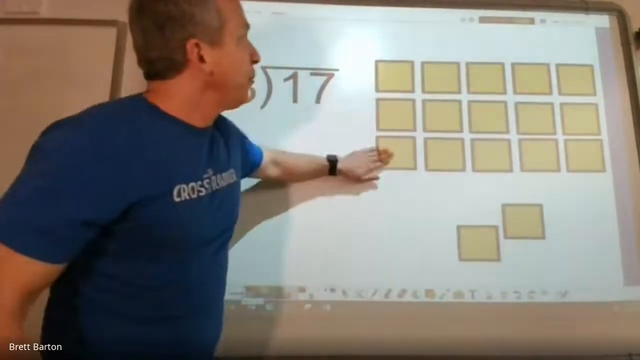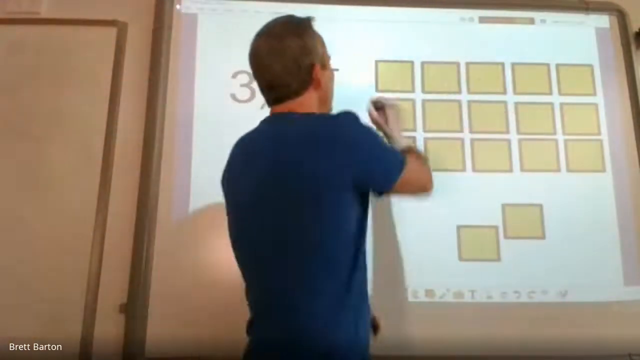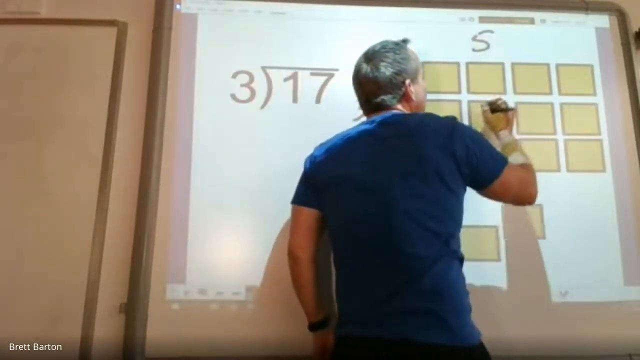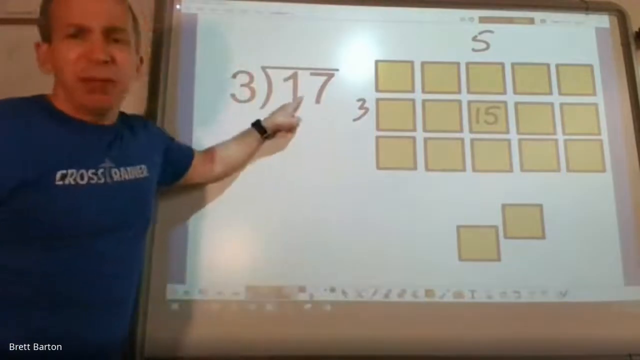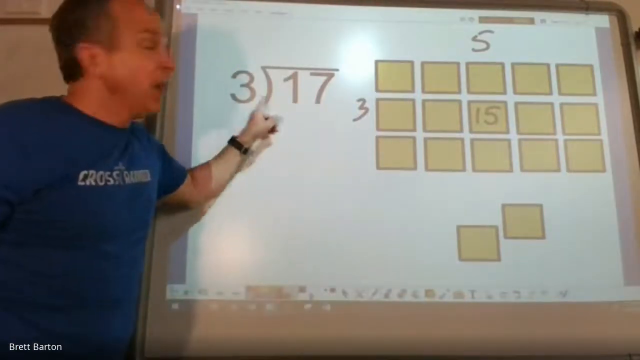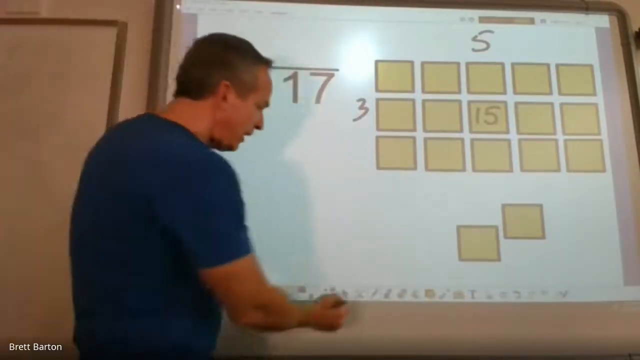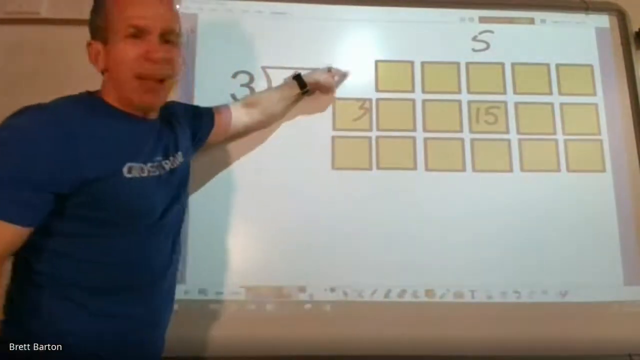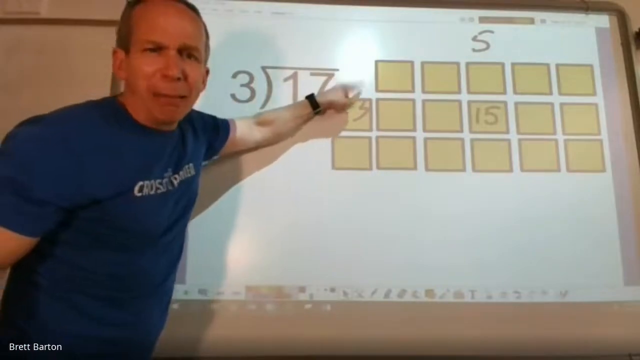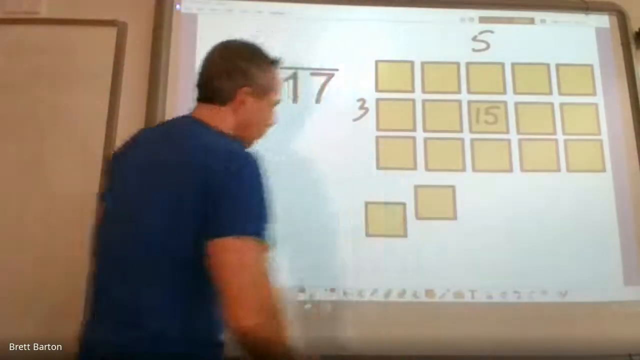You can see I have 3 times 5, and that gives me 15, but there's 2 more down here. This time it's 17 divided by 3. So if I try to put 17 in 3 equal rows, I can't do it. I can't make these equal rows. I'm missing one. This row's going to cry. Ugh. Okay, so here's what I do.